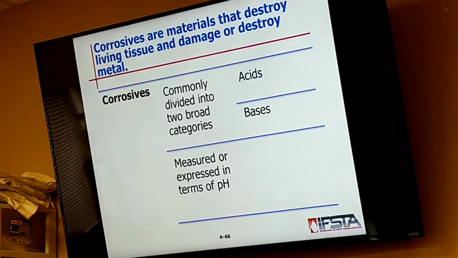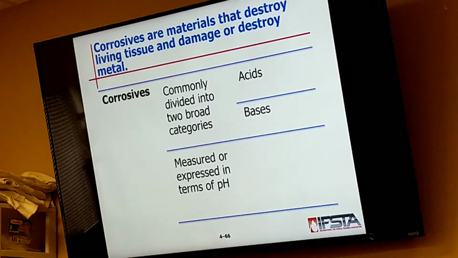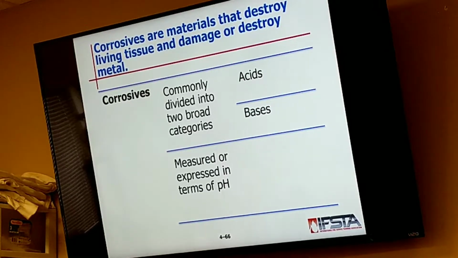Corrosives. Materials that destroy living tissue or damage or destroy metals. Some of our corrosives, we're gonna measure those with pH paper. We're either gonna have acids or we're gonna have bases. Sometimes we have corrosives such as hydrogen peroxide. That's neither an acid nor a base.